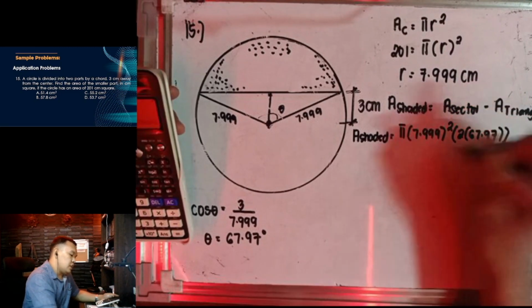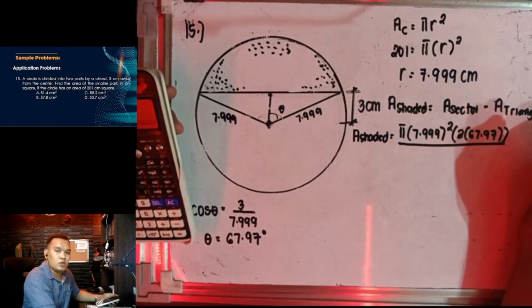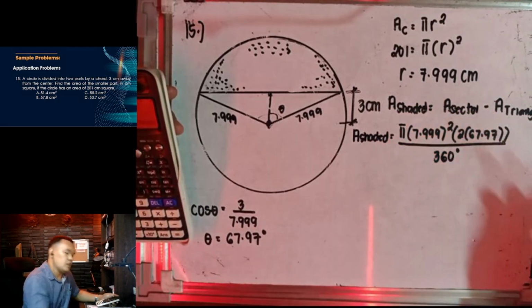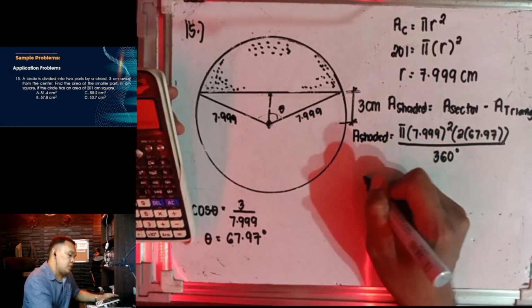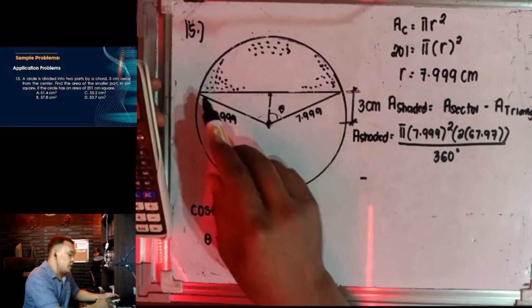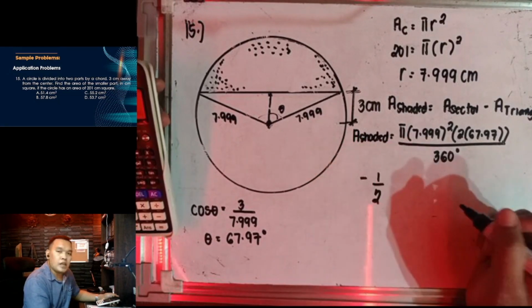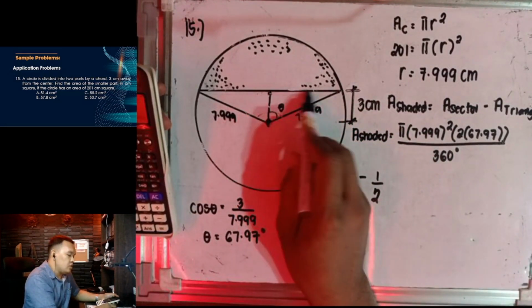67.97 divided by 360, to convert into degrees, over 360, minus the area of a triangle. So, our triangle is this. So, 1/2 base times height. Our base is this.